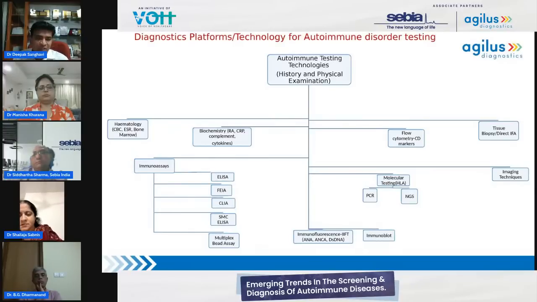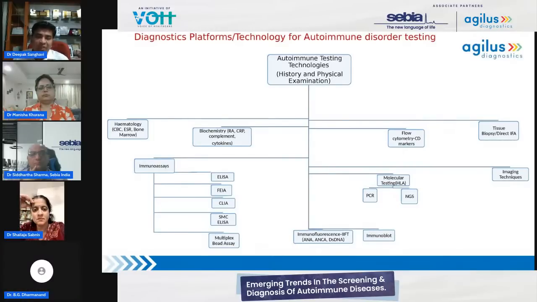Similarly, the immunoassay platforms, which are antigen-antibody reaction platforms, include ELISA, which is commonly used, fluorescent enzyme immunoassay, and chemiluminescence platforms. Now, the new technologies which Dr. Siddhartha will take in detail are the SMC ELISA platform and a multiplex bead assay, where multiple antibodies can be detected together. Similarly, there are more platforms, especially flow cytometry-based, for T and B cell diagnosis. Also, HLA typing is one of the important platforms in the workup for autoimmune disorders, done by PCR or NGS methods, the next generation sequencing.